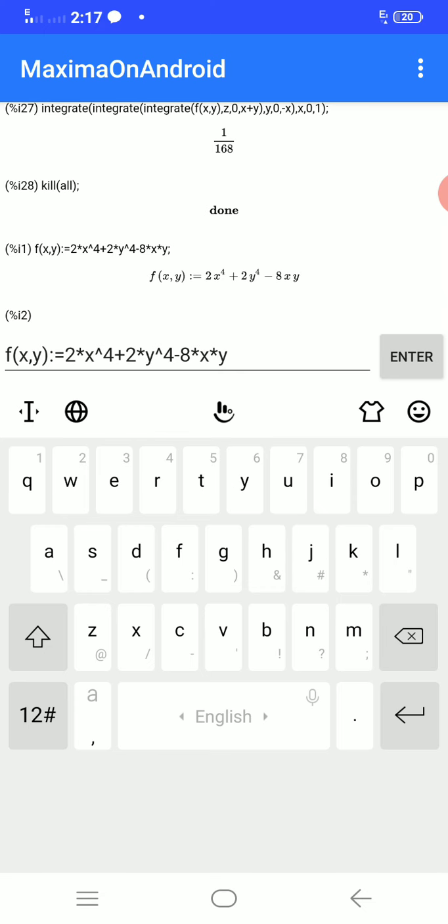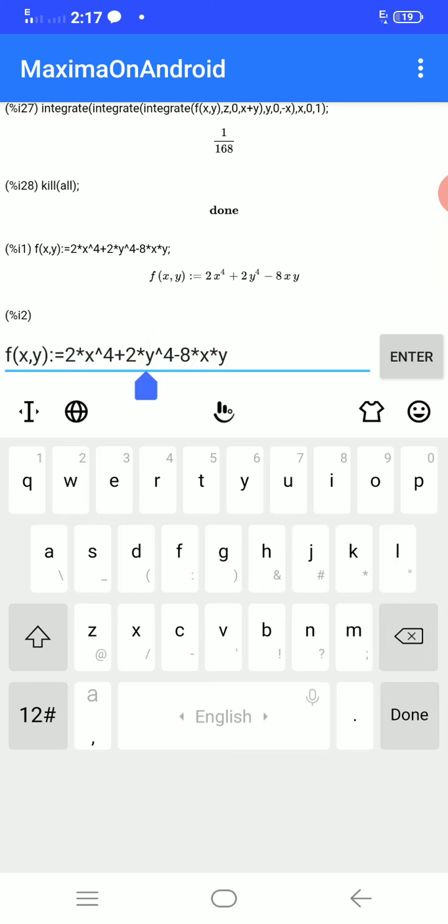Next step, we have to find critical points. We need to solve the system of equations fx equal to 0 and fy equal to 0. So now let us find the first order partial derivatives of f, set them equal to 0, and solve for values of x, y. We do this with the solve function, which assumes that the expressions are set equal to 0 by default.